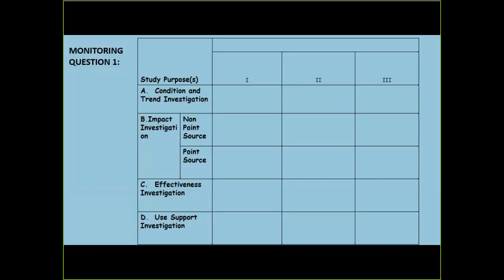So let's talk about that first continuum of purposes. I like this view of it better, and I haven't actually found people who are studying or monitoring water that they can't find themselves on here. And you might be doing multiple of these. So condition and trend investigation is like that baseline. You're just doing stuff over time. That's the purpose of your monitoring.